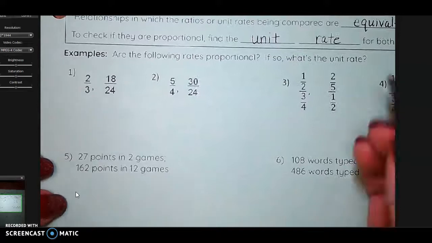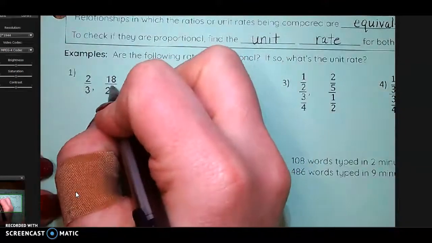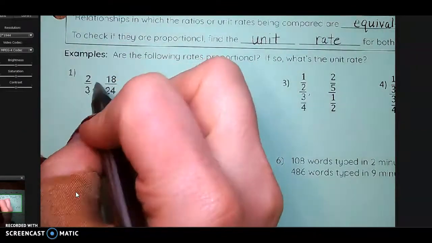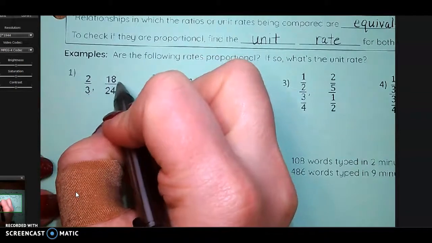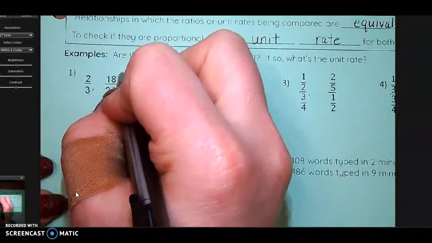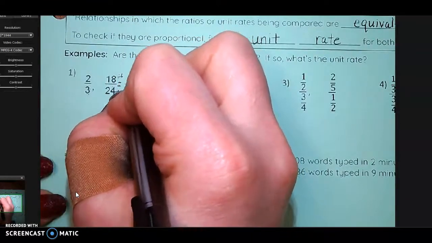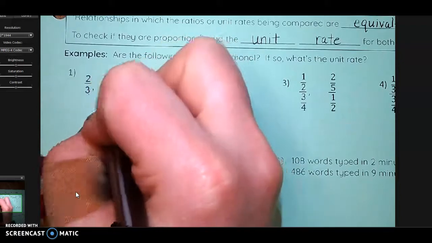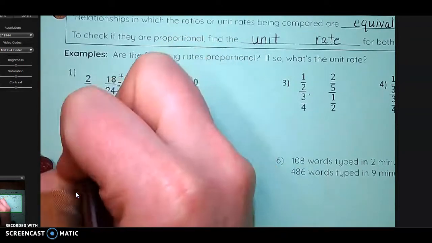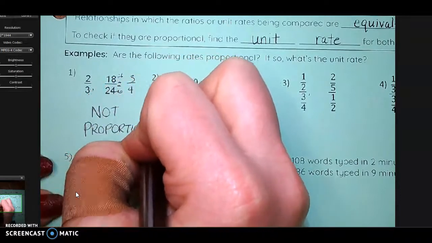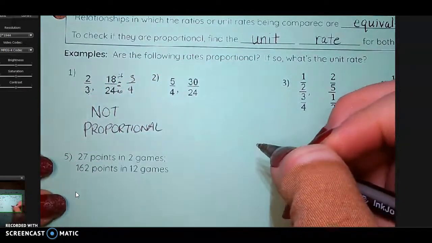So one thing I can do here, if I've got two fractions and I want to see if they're proportional, I just need to see if they're equivalent. So I can reduce one of them down to see if I can get to the other one. Well, this one, if I divide by 6 and divide by 6, I get 3/4. I can't reduce 3/4 anymore to get to 2/3, so this is not proportional. They are not equivalent to each other.